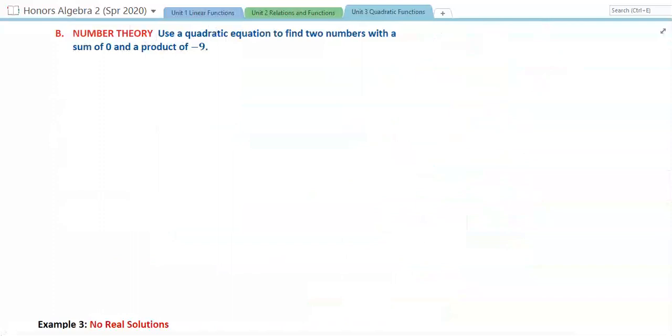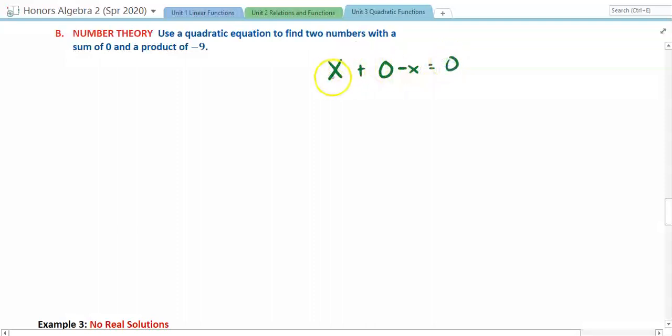And so we're going to look at this example here, using a quadratic to find two numbers with a sum of 0 and a product of -9. Well, let's talk about how we can find the two numbers that have a sum of 0. Now, the first number would be x, right? The first number is x. And the second number, if I'm trying to get to a sum of 0, would be 0 minus x, because if I take those two numbers together, x plus 0 minus x would equal 0, because these two would cancel and I get left with the 0.